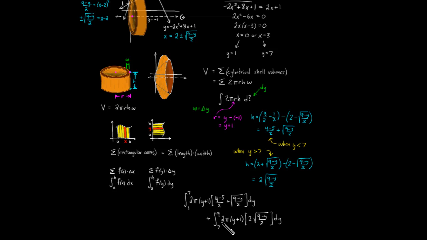And then for the rest of it, the top part of that yellow region, from y equals 7 up to y equals 9, same starting point here, 2 pi times y plus 1, but what we have for h is now different. What we have for h is now this expression here. Okay? And so that provides yet another way, one using cylindrical shells, by which we can find the volume of that solid of revolution. That's it, folks.